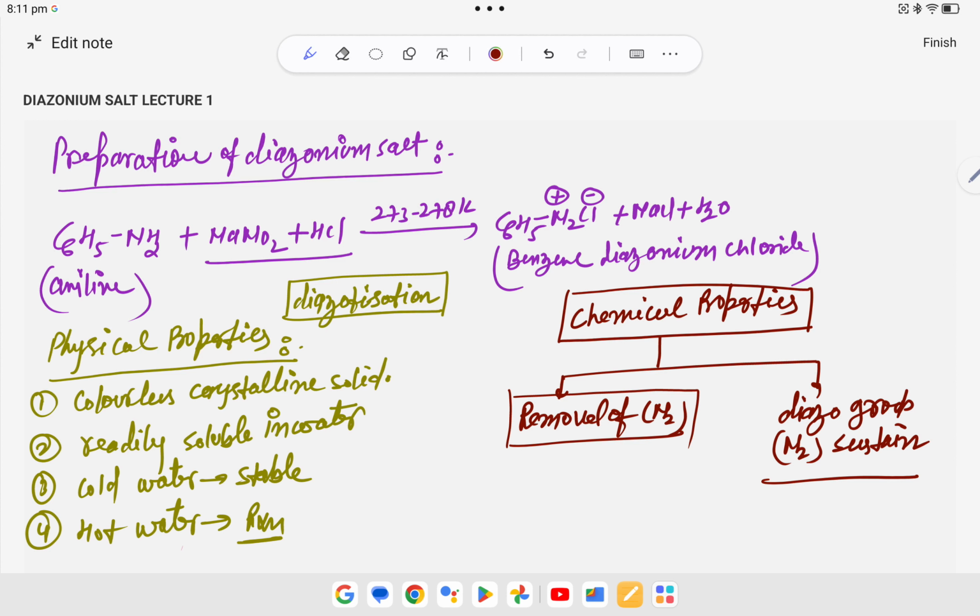So check it once. This is the physical and chemical property and preparation method. You can go through it once. Preparation method we have already done: amine with NaNO2 and HCl, because we want HNO2. Then this is your benzene diazonium chloride. This process is called diazotization. Now let's discuss the chemical properties.